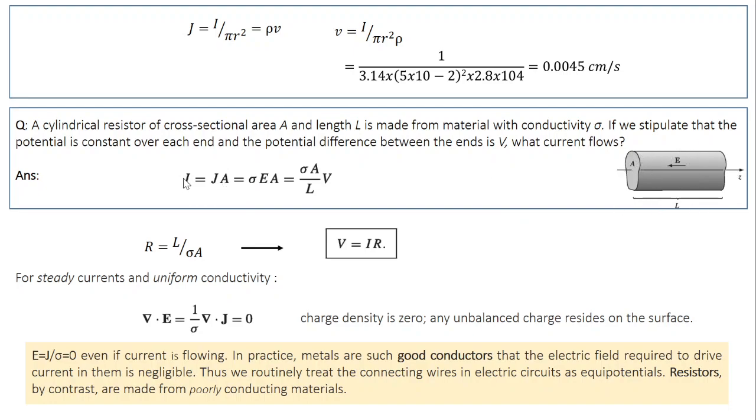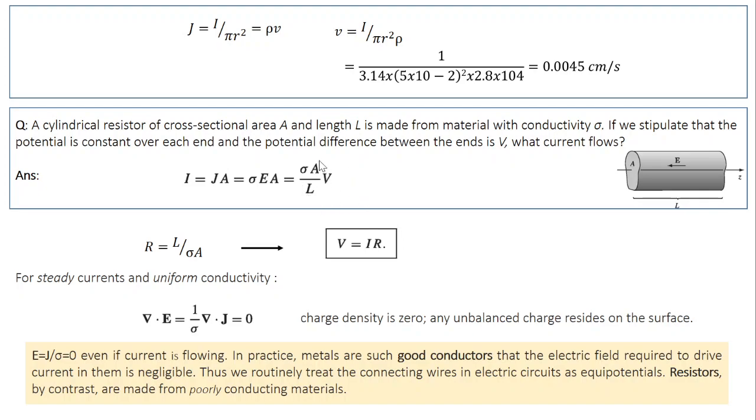Now from the definition of current density, I can write current I equal to current density J multiplied by area. J can be written as sigma multiplied by E. Now the electric field I can write in terms of the potential difference. It's the gradient of the potential. In this case it is potential divided by total length. So current equals sigma A by L multiplied by V.